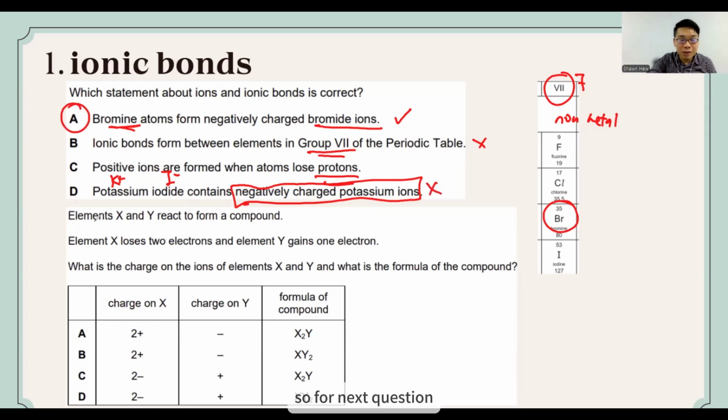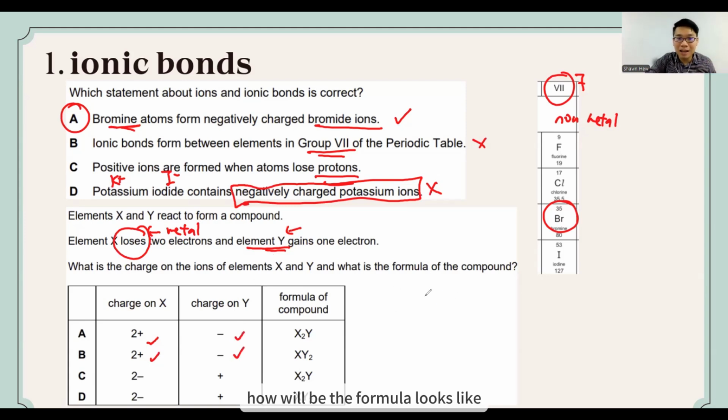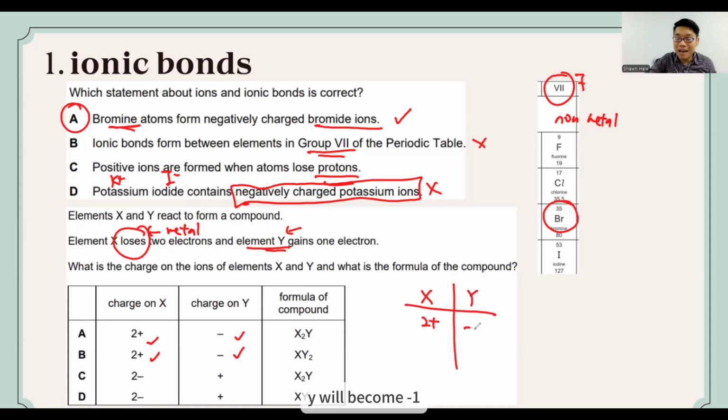So for the next question, element X and Y react to form a compound. X loses 2 electrons, which means X is a metal and it will form a positive charge. Element Y gains 1 electron, so gaining electrons means it is a non-metal. Gaining 1 electron means it is 1 negative. What will the formula look like? So X will become 2+, Y will become 1 negative.